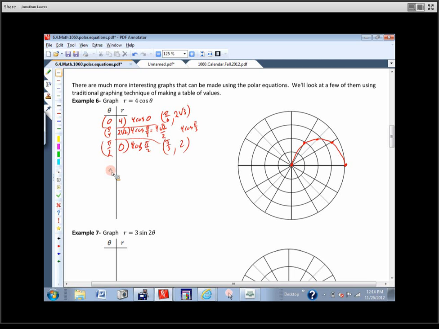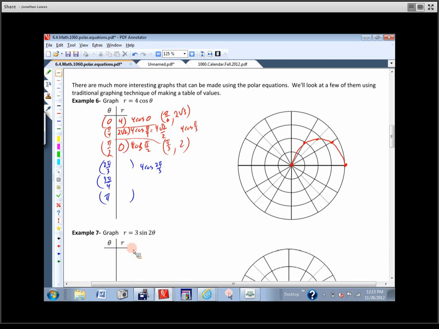Okay, I'm going to change colors for these others. And we're going to do, let's see, 2 pi thirds, 3 pi fourths, and then pi. I think we can figure it out from there. So I'm literally picking that angle and plugging it in right here.